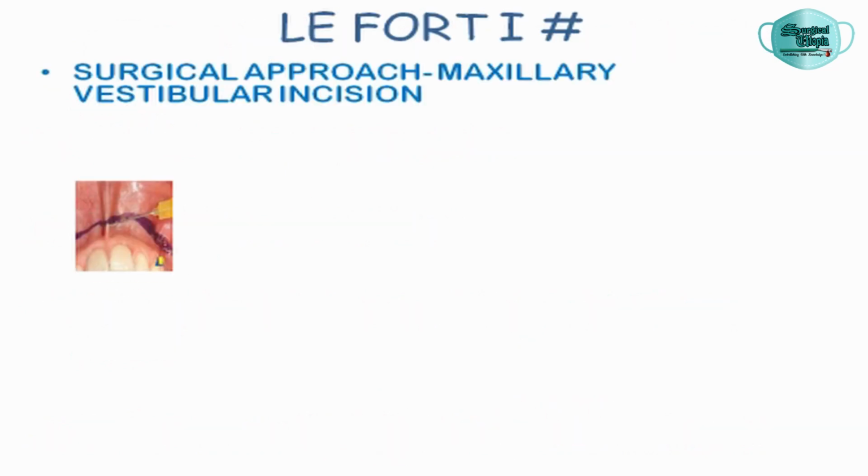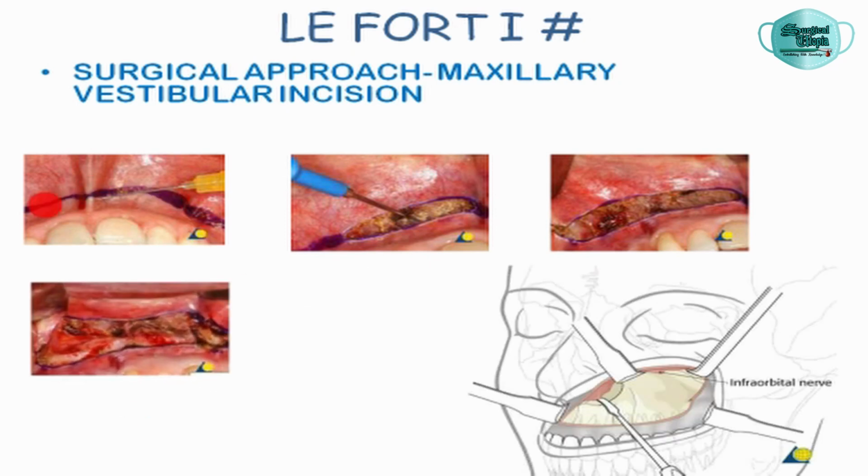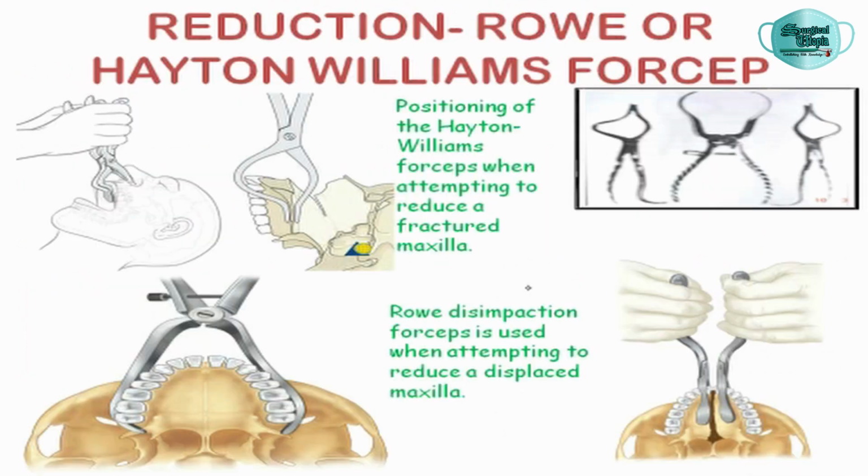Now for LeFort 1 fracture, the surgical approach for reduction of the LeFort 1 fracture is taken from the maxillary vestibular incision. As you can see over here, a circumvestibular incision is given from the first premolar to the second premolar region on the opposite side, and dissection is done subperiosteally. A U-shaped flap is maintained so that the blood supply is maintained. It can be exposed from the lateral pyriform aperture up to the infraorbital region.